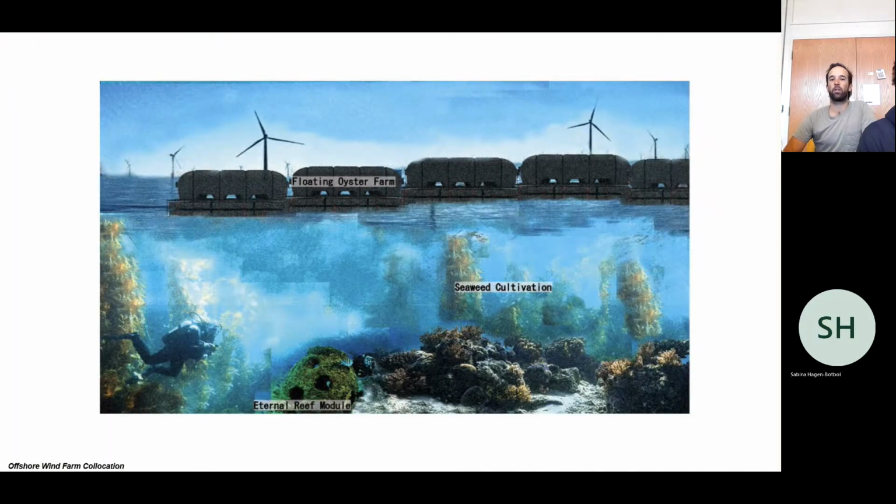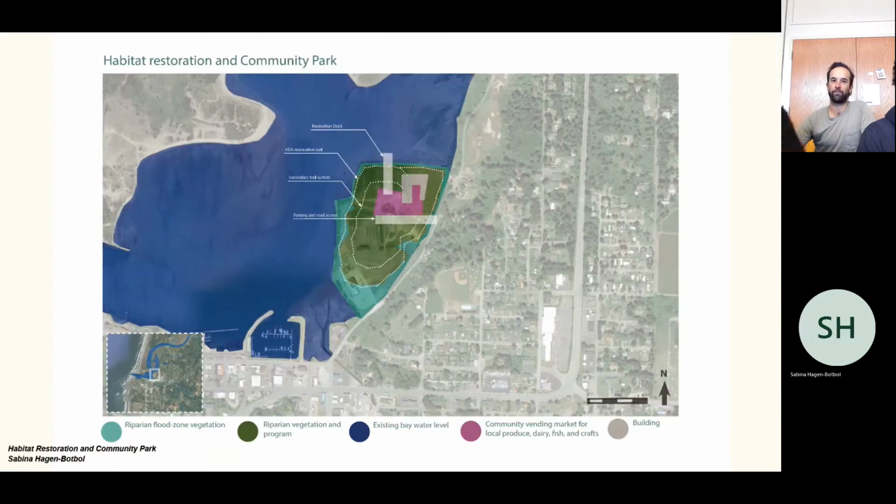This is an example of how co-location could be designed into the offshore wind farm with floating oyster farms, seaweed cultivation, and eternal reef modules. And here you can see the community park and habitat restoration.